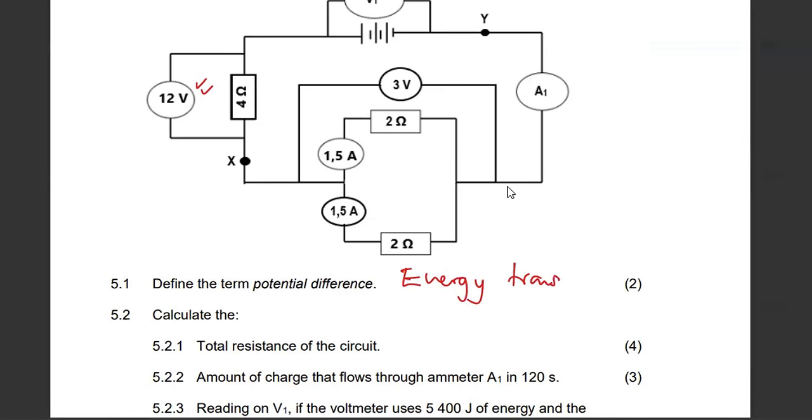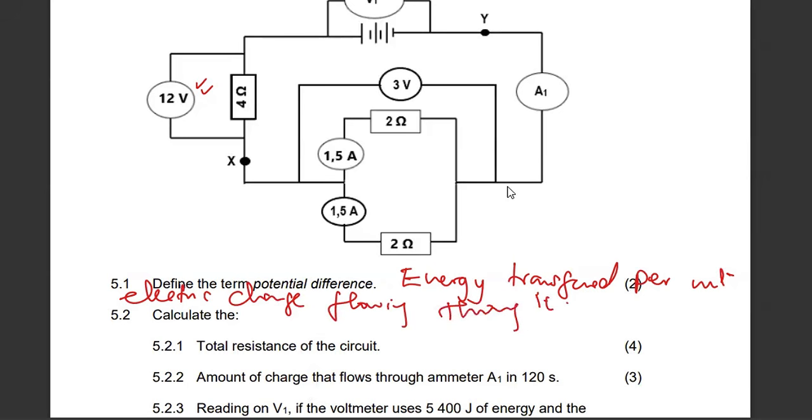Potential difference is the energy that is transferred per unit electric charge flowing through it. And then they want us to get the total resistance.